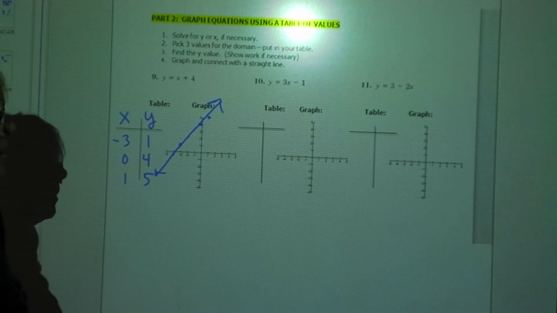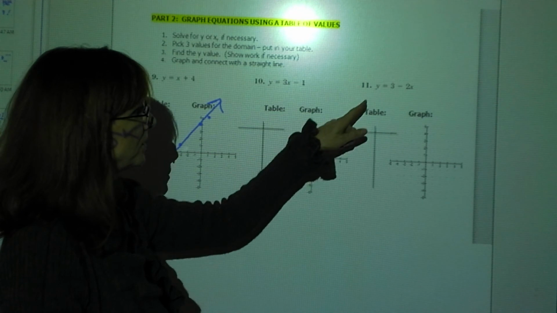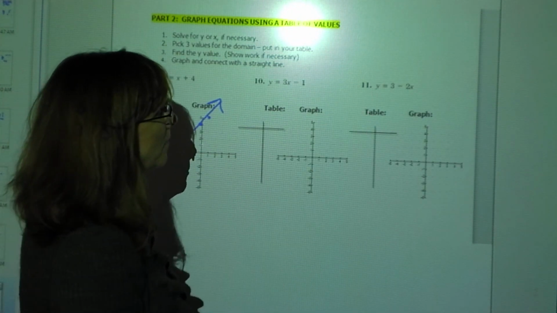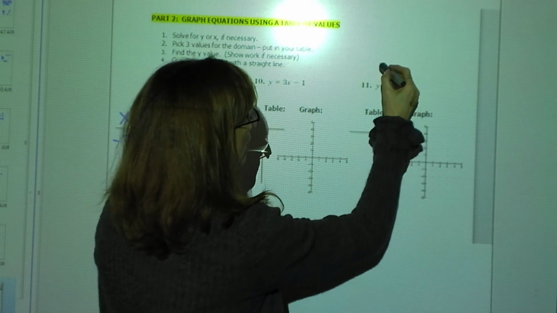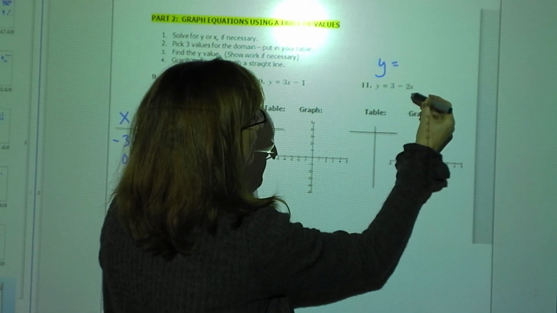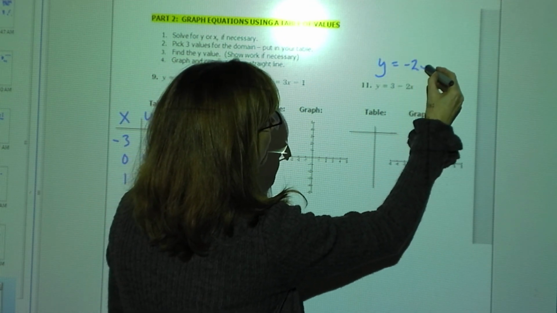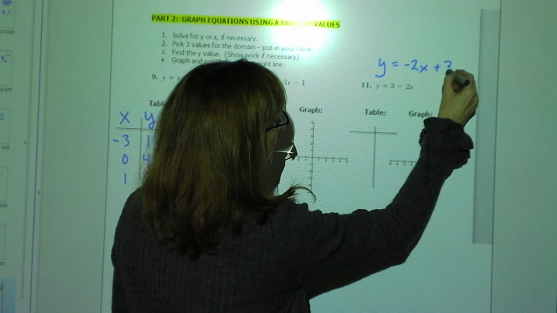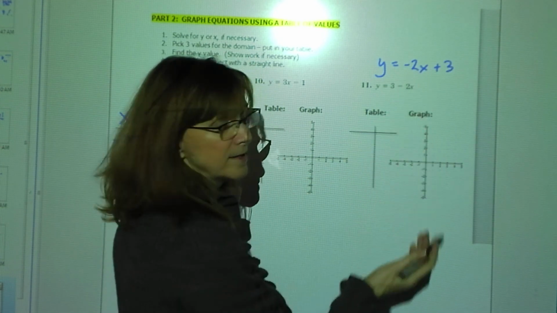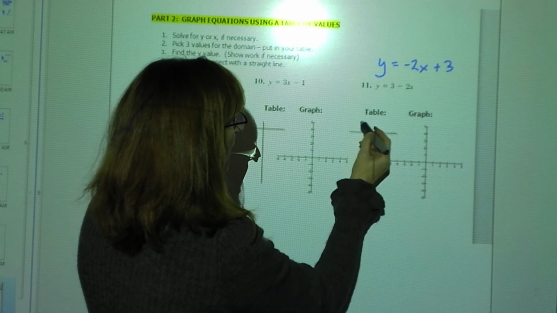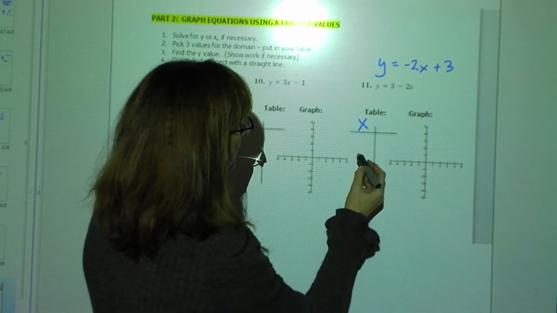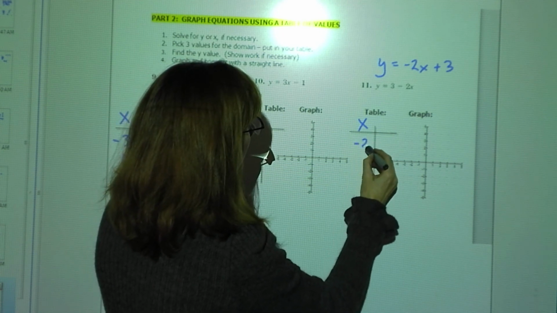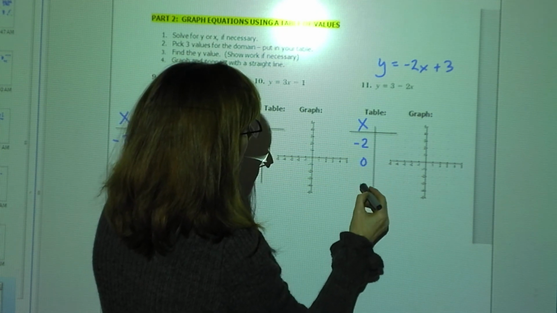All right, so let's try one more together. How about we'll skip over to number 11. Now, if you notice in number 11, it's not written in slope-intercept form. If I wanted to write it in slope-intercept form, I would put that -2x first and then add 3. But these two are really the same thing. All right, so again, I'm going to make up a table of values. So how about, in this case, I'll let x equal -2, 0, and +3.